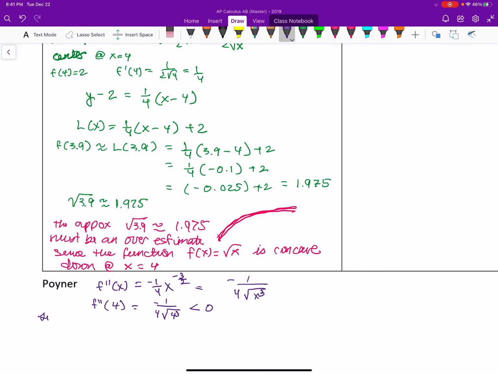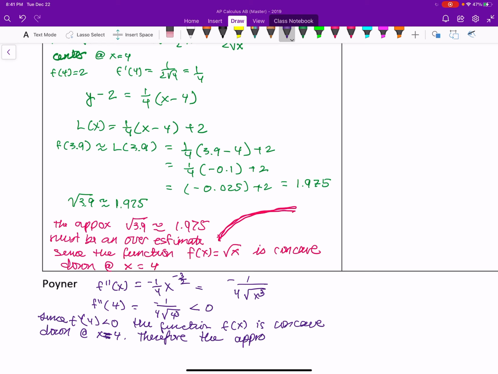So since f double prime at 4 is less than 0, the function f of x is concave down at x is equal to 4. Therefore, the approximation is an underestimate.